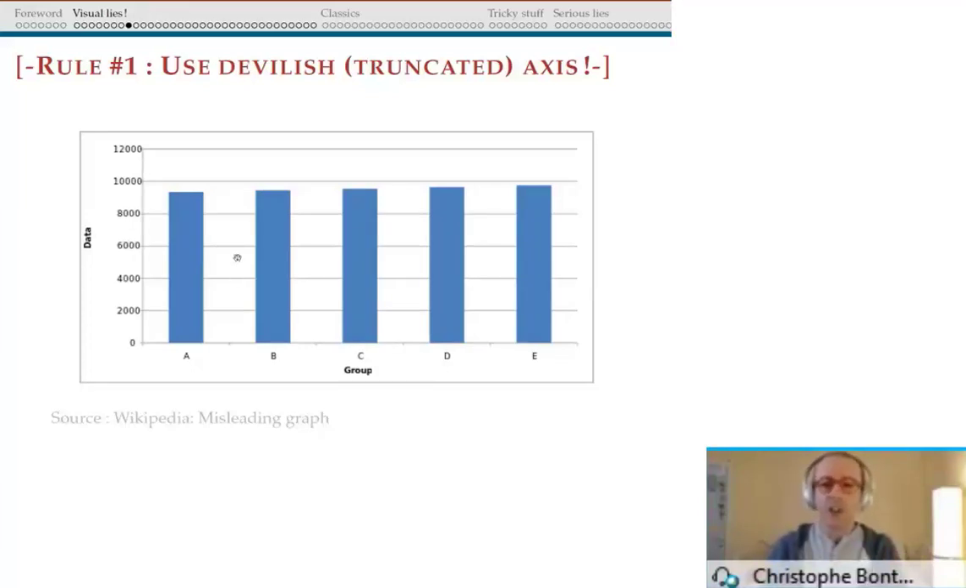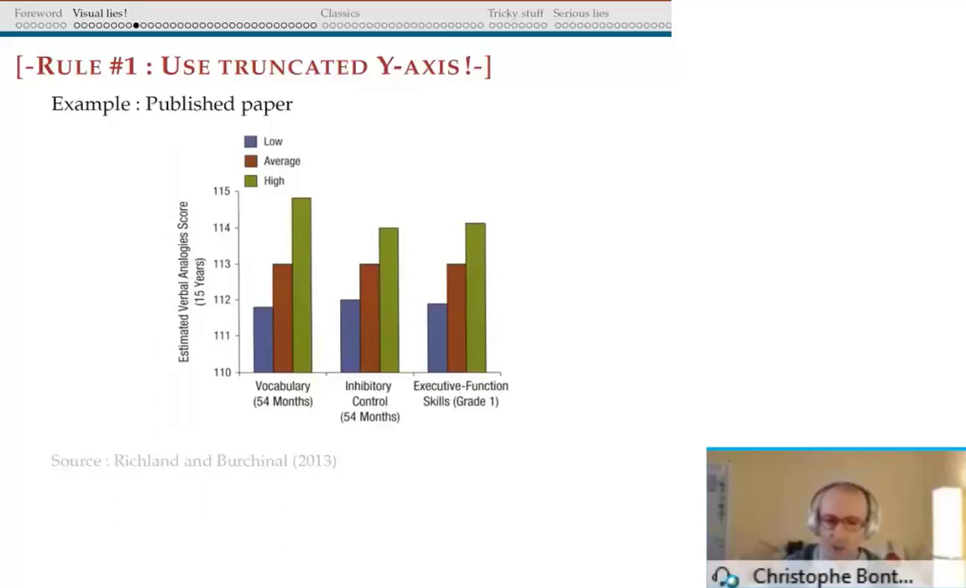You will tell me nobody does that. Yes, people do that, even in published papers. In this 2013 paper, you have something that is a little bit more subtle. You have the estimated verbal analogy score. It's a paper on education, and you have three types of groups, the low, average, and high group of people with different estimated verbal scores.